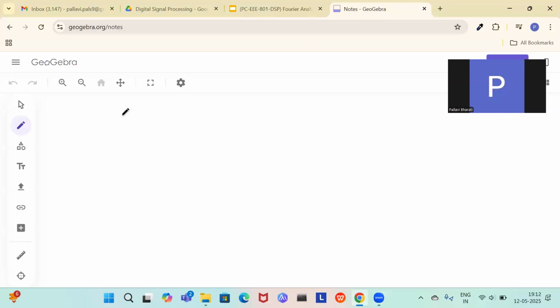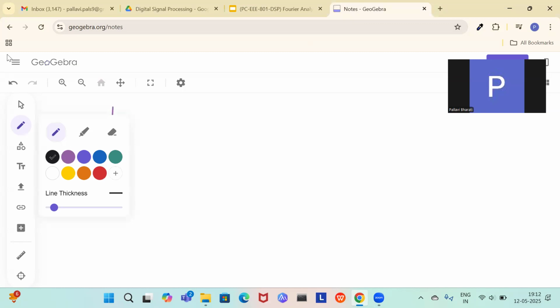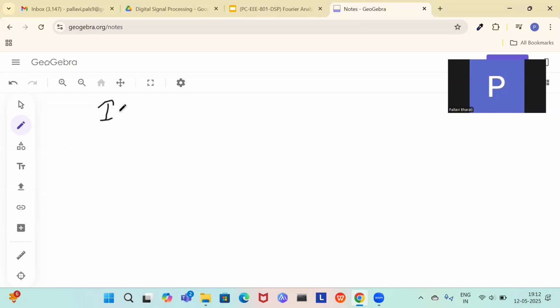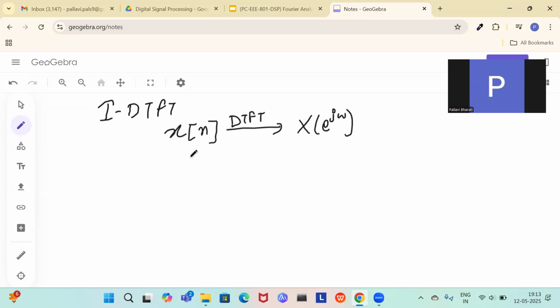So first see what we are doing. The major thing is that we are doing inverse DTFT. What is the formula for this? Firstly, when you were given x of n, you were taking the DTFT, then you were having x of e^jω. Now you have been given x of e^jω and you have to find out x of n. So this will be done with IDTFT, inverse DTFT. That will give you x of n.